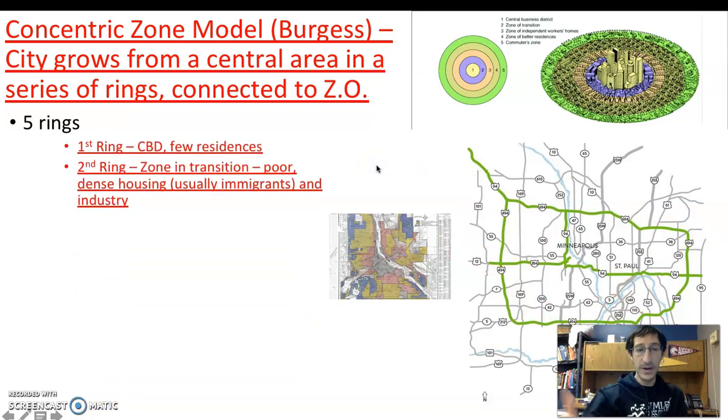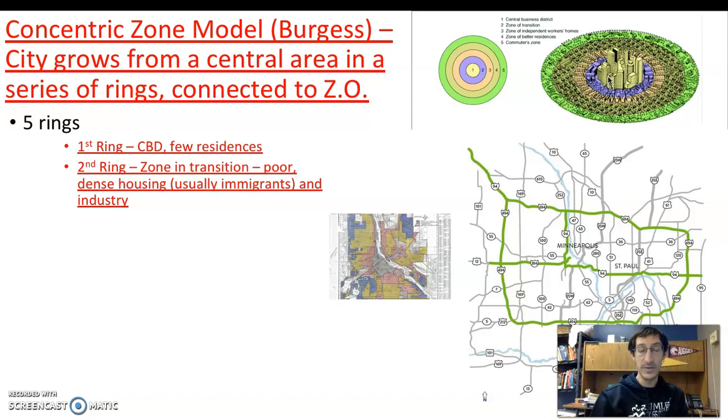Within our 5 rings, in that central business district here in the United States, there are a few residences. They're usually high-end residences, where the more wealthy people are living. This is where you're going to find most of your business services and your high-end consumer and retail. The second ring is this purple one, known as the zone of transition. Typically within housing, you're finding poor, dense housing, usually migrants or heavily residentially segregated neighborhoods, and the remnants of industry within these communities.